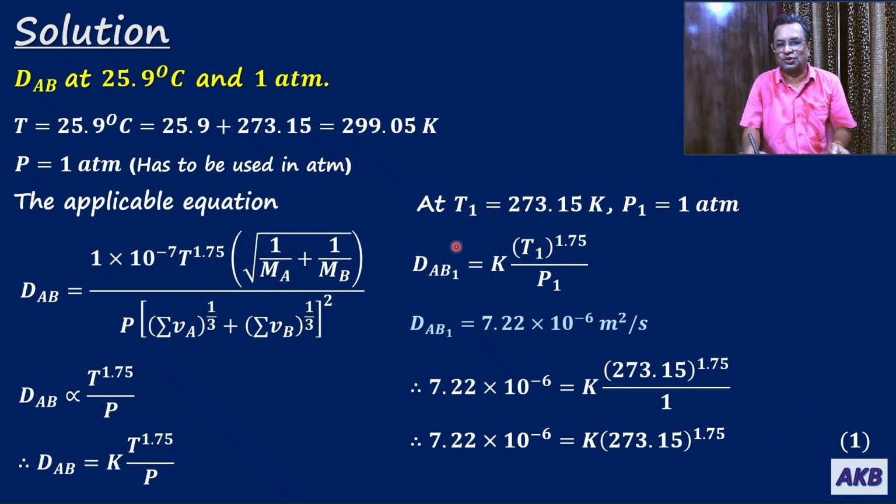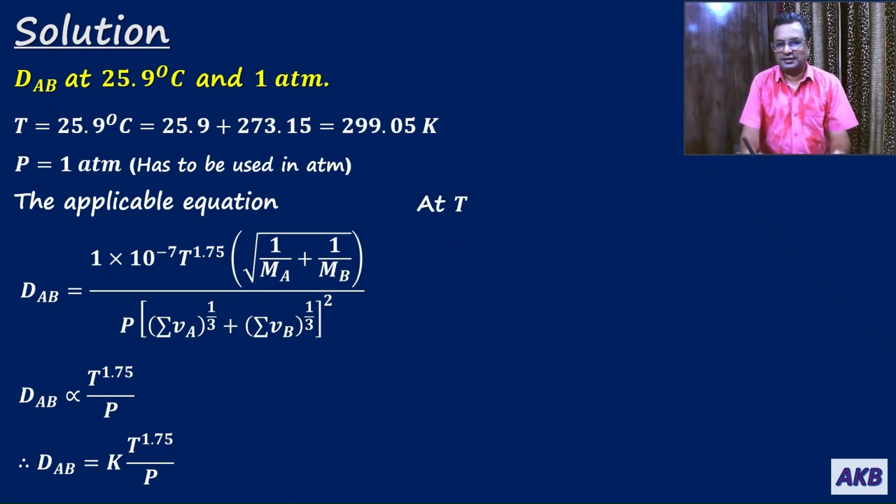So let us move ahead. Then I am denoting condition 2 where temperature is 299.05 Kelvin. So at T2 is equal to 299.05 Kelvin and P2 again is 1 atmosphere.